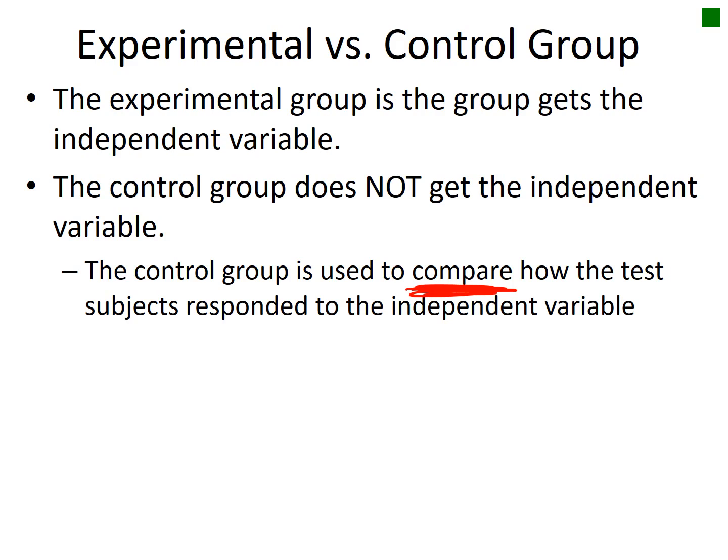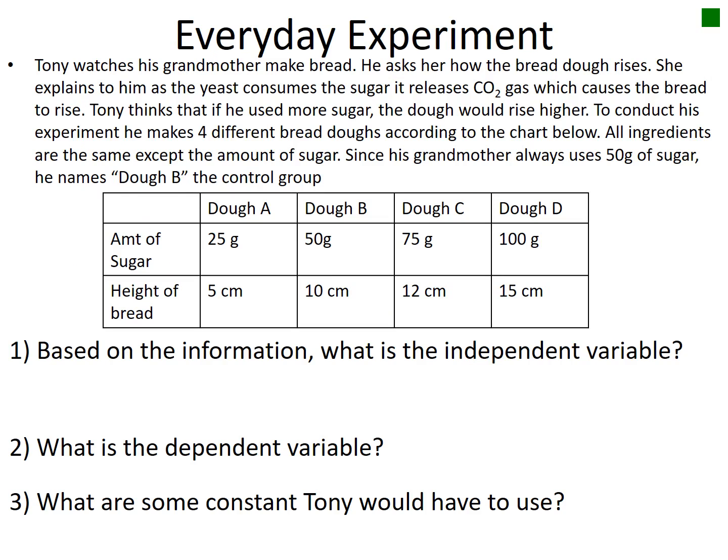Sometimes you're just comparing different amounts of something where there is no control. So the control can be present or it cannot be. So it's not necessarily something that is always present.